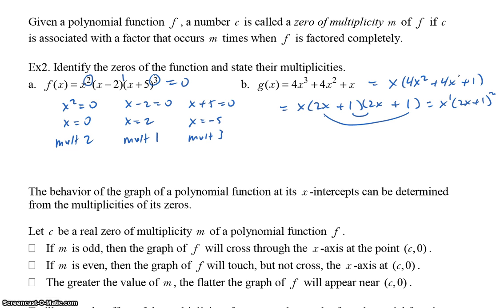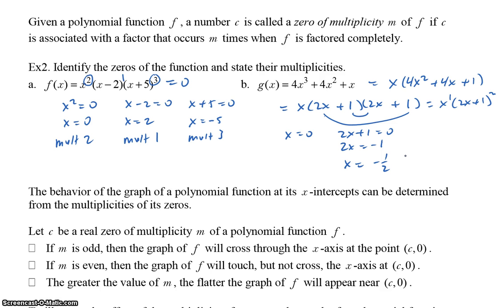Now for x to the first, we have x equal to 0 as a solution of the equation g of x equals 0. And for 2x plus 1, if we set that to 0, subtract 1 from both sides, and divide both sides by 2, we get x equals negative 1/2. So the zeros are x equals 0 and x equals negative 1/2.